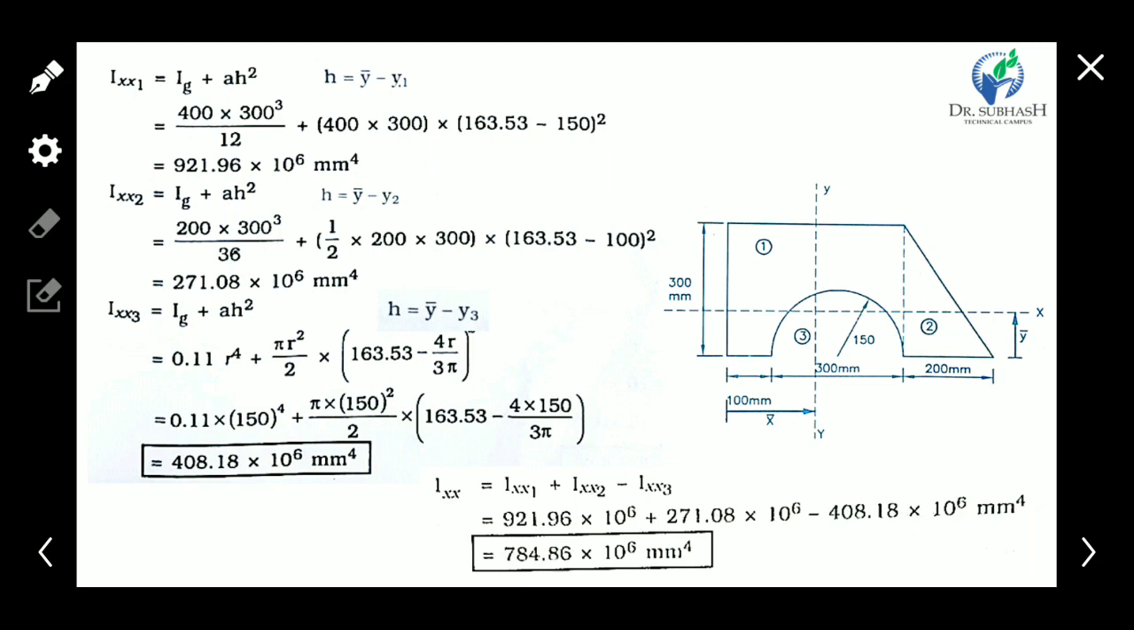Now we have to find out the h, the distance between the CG of the triangle and the CG of the total section. So what is the height difference between them? The x-axis is here and the CG of the triangle is about here. So this distance we have to find out. This distance from the base is h by 3.